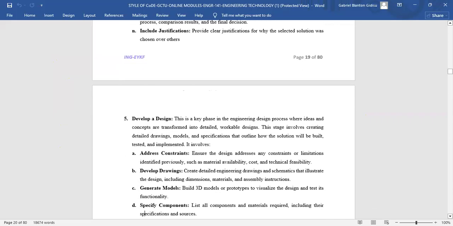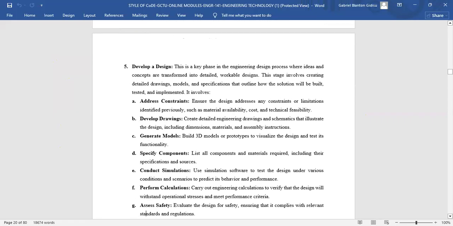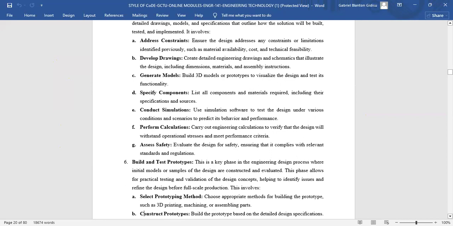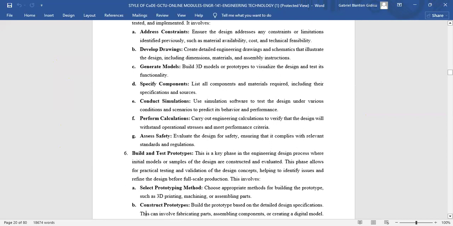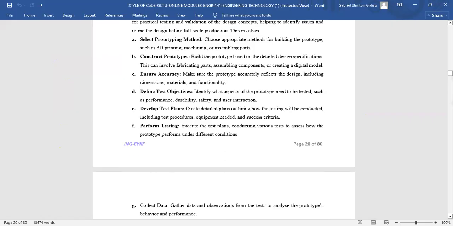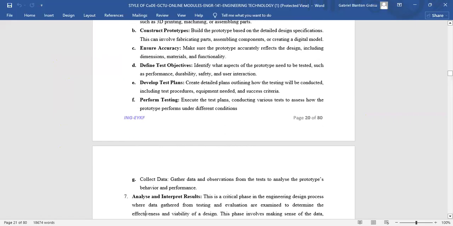So you come to the design. These are all subheadings under the main headings. Build and test the prototype. So you have subheadings like select prototyping methods, construct prototype, ensure accuracy. All these things are under the prototypes, I mean, under the headings.